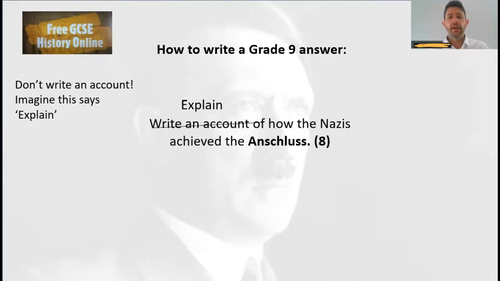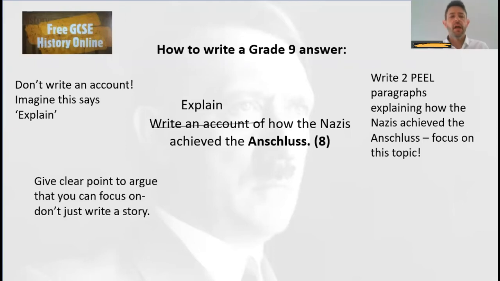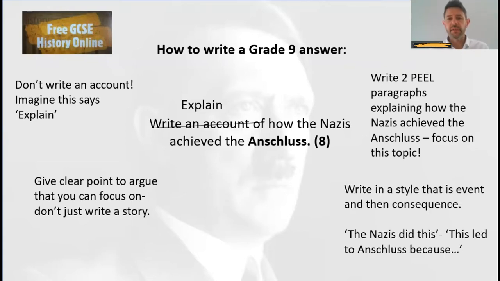Secondly, we are going to be writing those 2 normal PEEL paragraphs explaining, in this case, how the Nazis achieved the Anschluss. So we need a topic, a point sentence to focus on. So when we're given that clear point, we are not writing a story then. We are able to write an argument, and we've got to stick to that point.